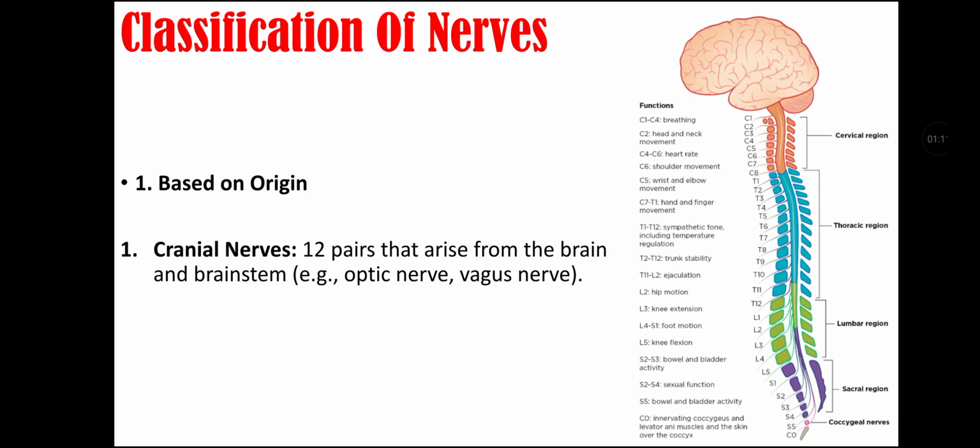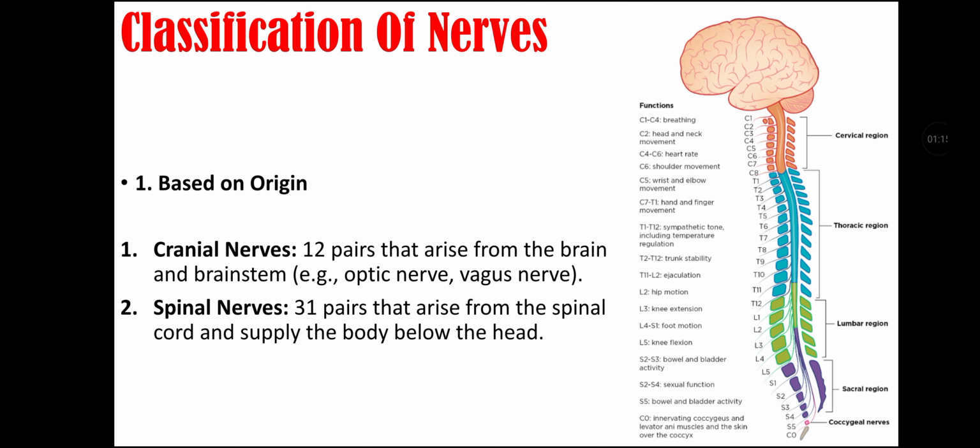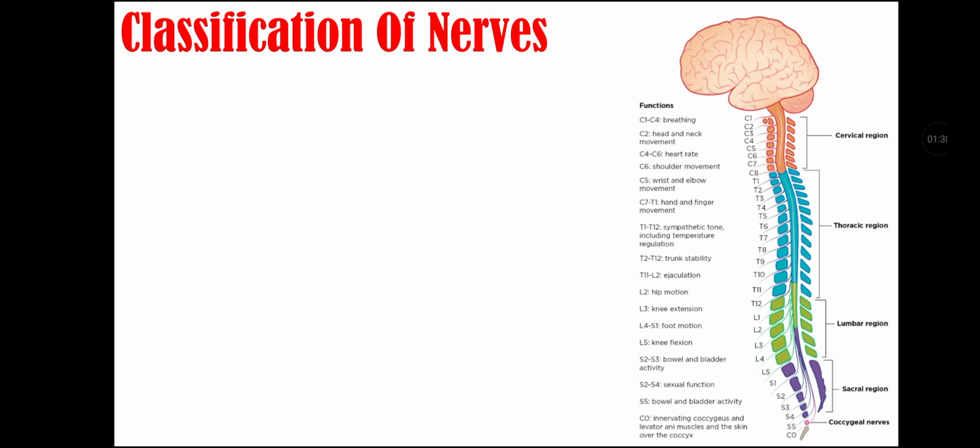They are classified based on origin. As they are based on origin, there are cranial nerves and spinal nerves. Cranial nerves are 12 pairs that arise from brain and brainstem. For example, optic nerve, vagus nerve, glossopharyngeal nerve. And spinal nerves are 31 pairs of nerves that arise from spinal cord and supply the body below the head.